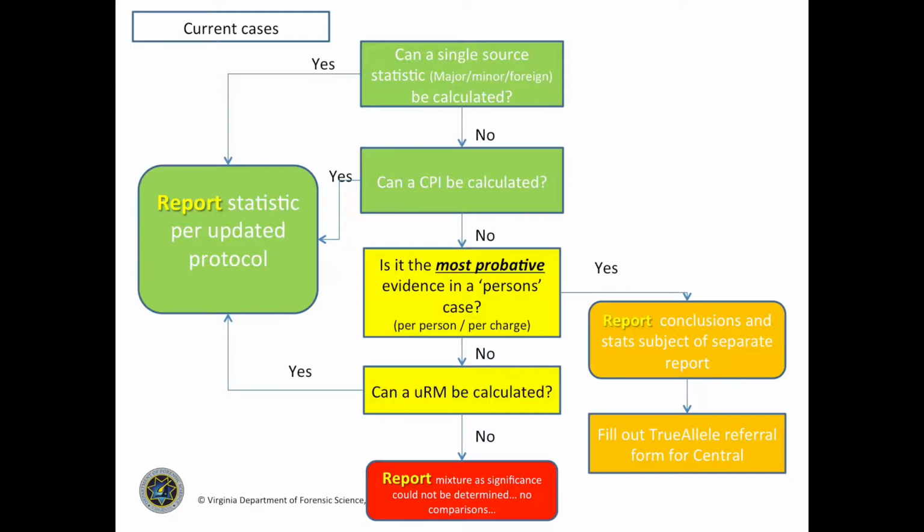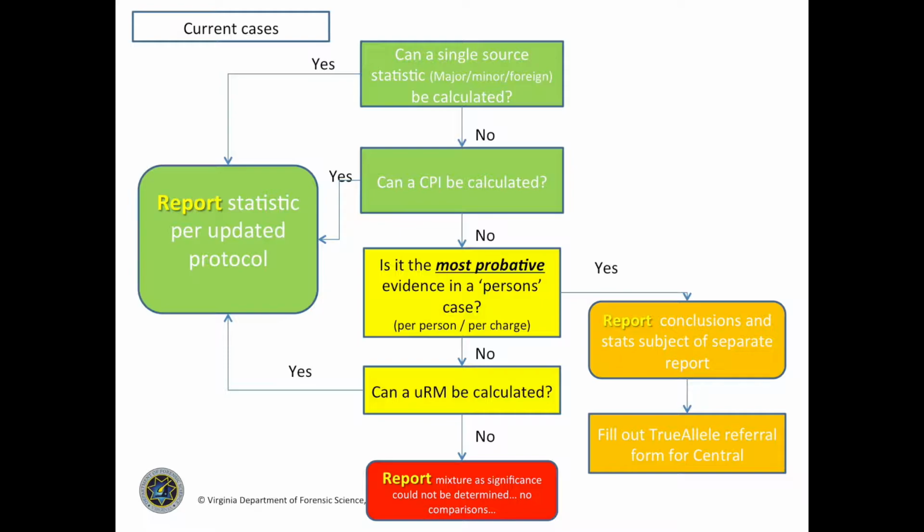If it isn't the most probative evidence in a person's case, then that is a situation where an unrestricted random match can be calculated again by the bench examiner. If it's not most probative in a person's case and a URM cannot be conducted, you'll see the red box: if it's not the most important or the most probative evidence in a person's case and we can't do any of our other statistical approaches, the mixture gets reported as the significance could not be determined using traditional approaches. No comparisons will be done at this time.